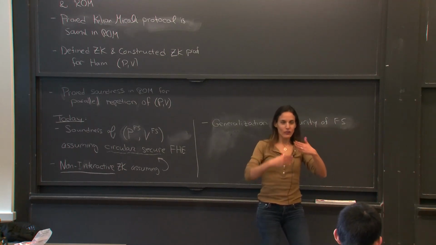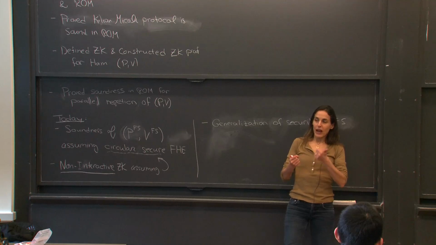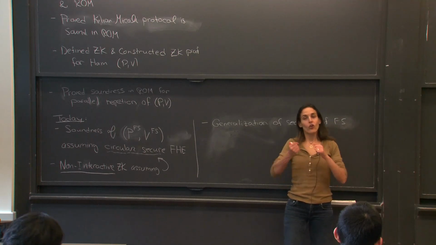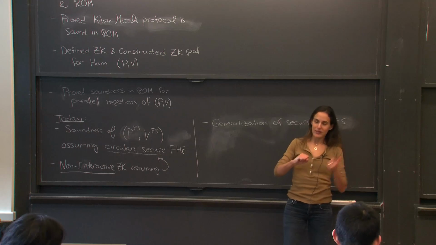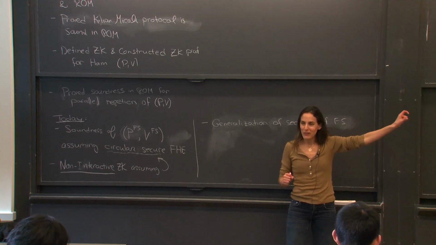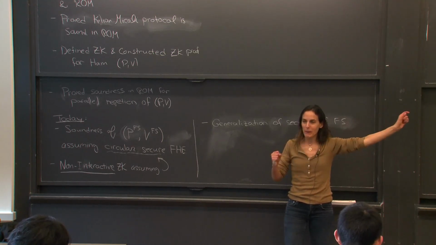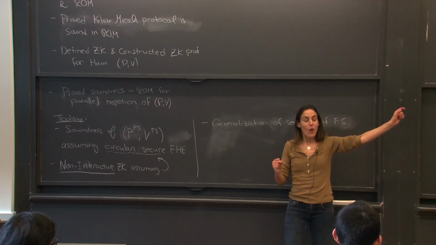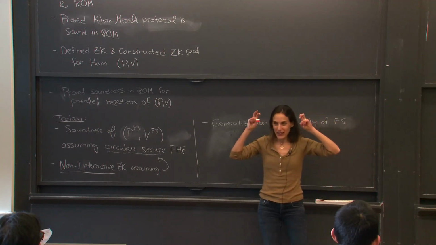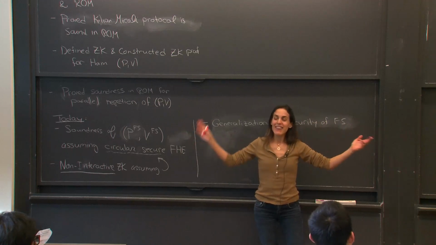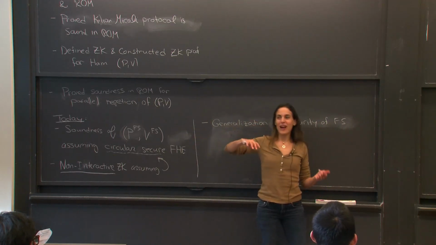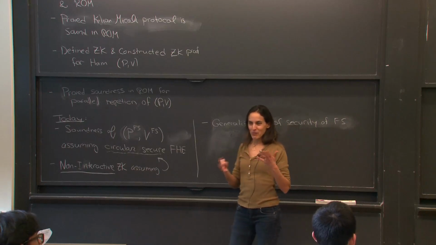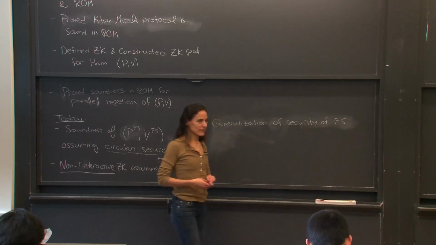Especially when you go to the non-interactive version, there's a tension. You can either get statistical soundness and computational zero knowledge, or statistical zero knowledge and computational soundness. And you can play with this public key: if you take the true public key, you get statistical soundness and computational zero knowledge, or if you take a fake public key, which is the all zero, then you get computational soundness and statistical zero knowledge. So you can play with these things.